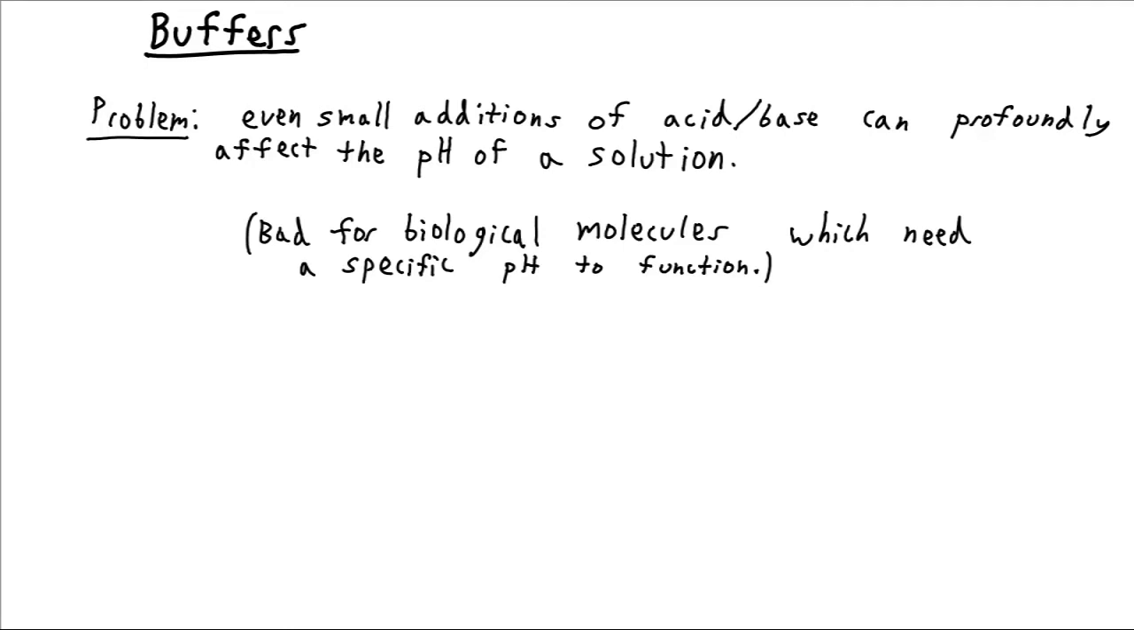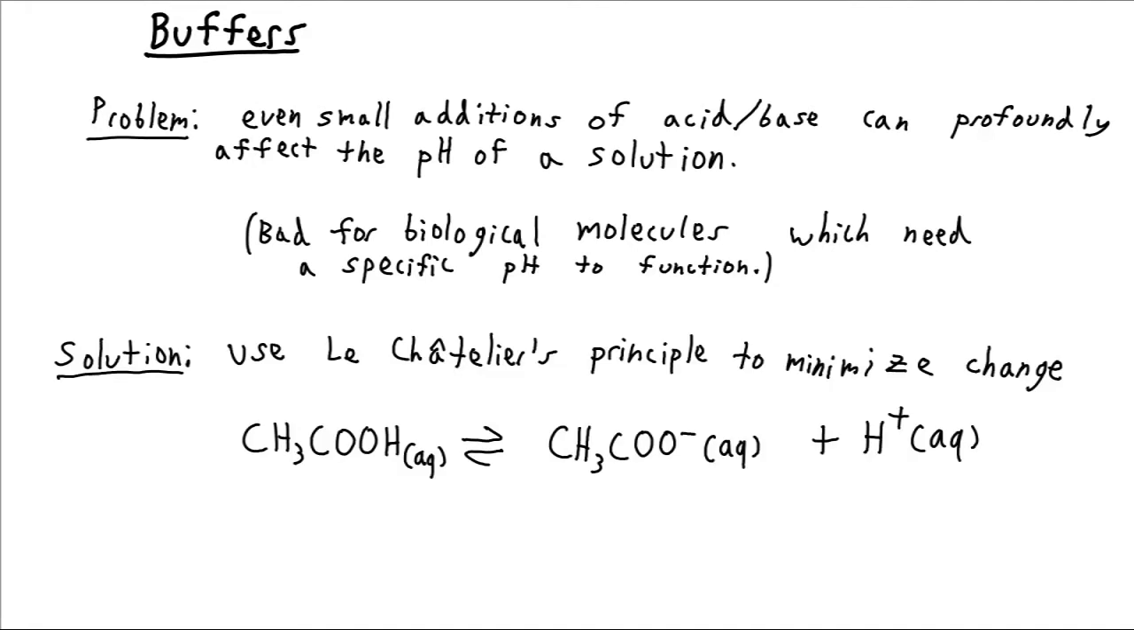Well, the solution to keeping the pH from changing too much, just because you've partaken of a little bit of orange juice or a little bit of Alka-Seltzer, is we can use Le Chatelier's principle. So Le Chatelier's principle told us how we could predict the minimization of change when a system responds to a disturbance. And so we can set up our system so that the minimization will help us out.